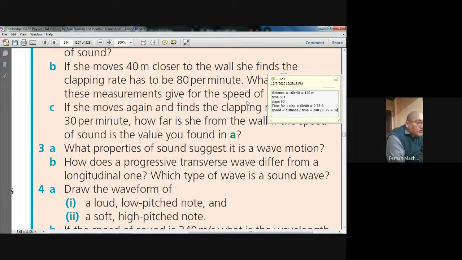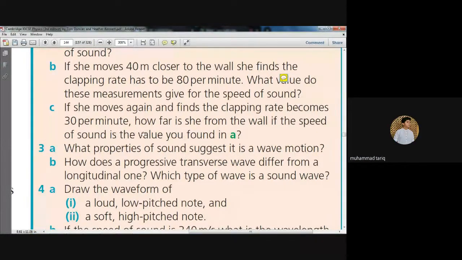320, sorry, 320 meter per second. That will be the speed. Do you understand this thing? It's an O-level style question. Yes, sir. So it's good.